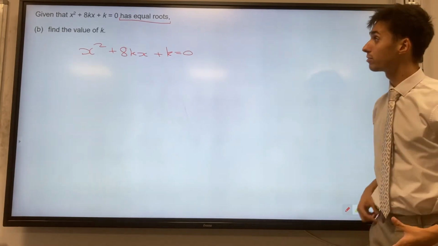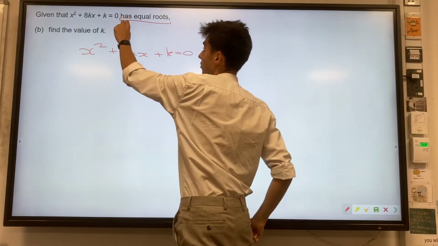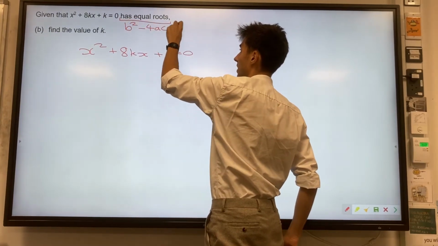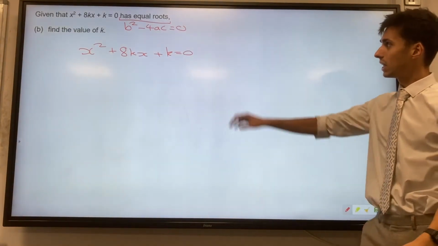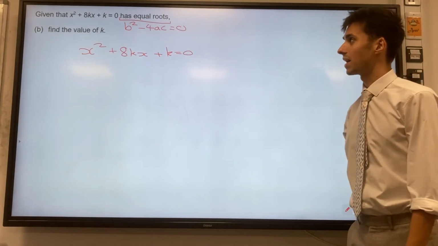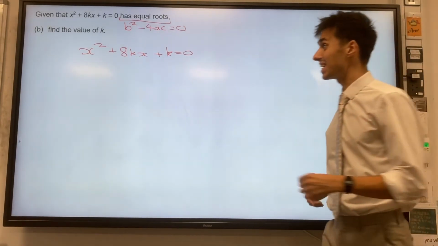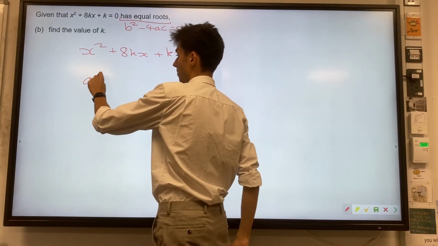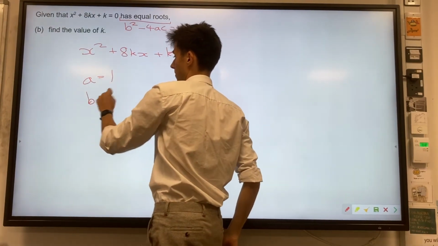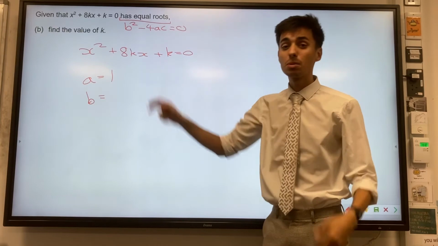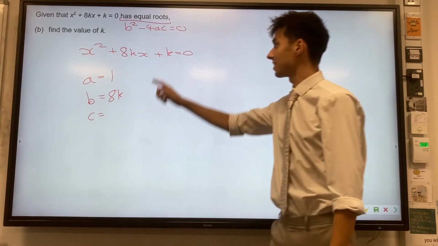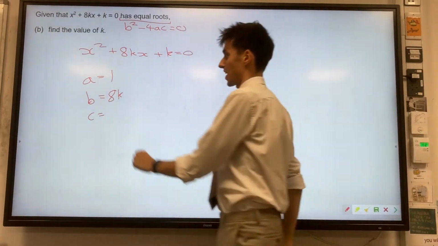And what does that actually mean for us? Well, equal roots is the case for the discriminant where b squared minus 4ac equals 0. Equal roots means our discriminant is equal to 0. A really good habit here then mathematically is to write down a, b and c so we don't make any silly mistakes. A is just the coefficient of x squared, so it's 1 here. B is 8k, because it's the coefficient of x. And C is just the coefficient of the numbers at the end, so it's just k.